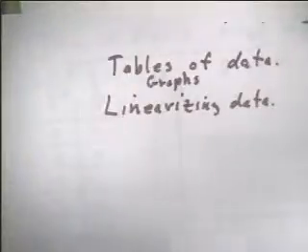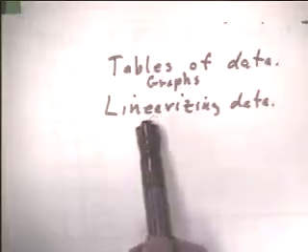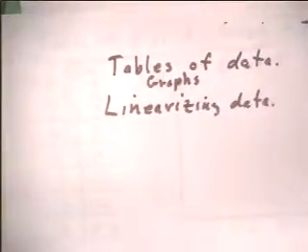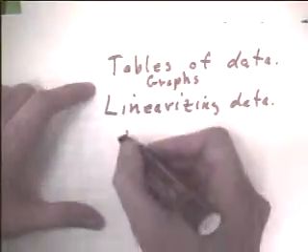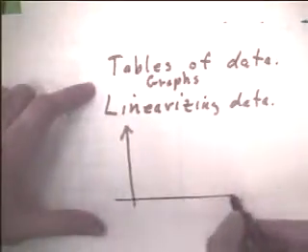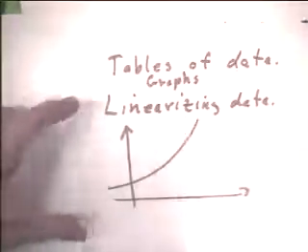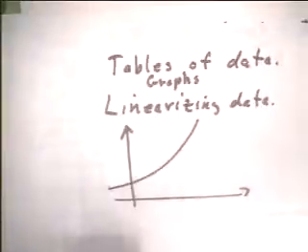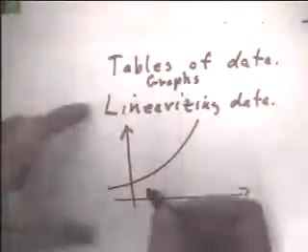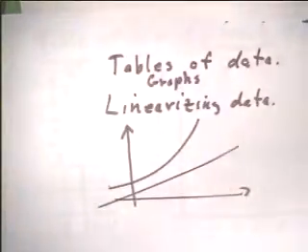We want to look at tables of data, how we graph data from tables, and also how we linearize data. Now, just a quick idea of why we might want to linearize data. If we have data that gives us a graph that looks like this, let's say, it's hard to determine exactly what function fits that data. On the other hand, if we have a straight line, it's real easy to determine the function.